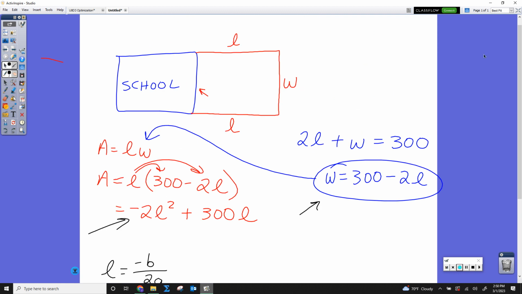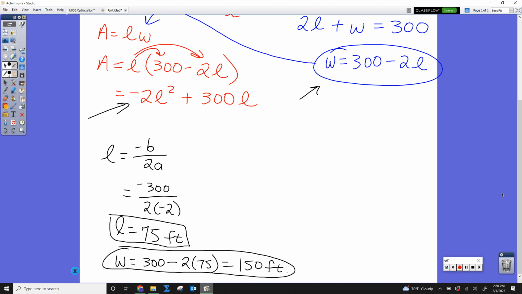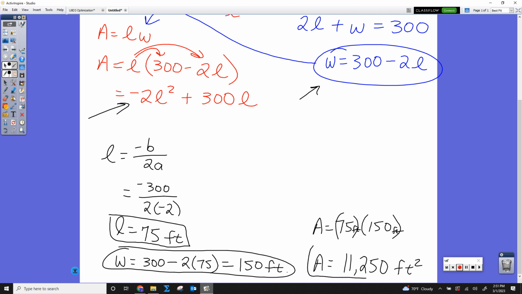So we could just say, what's length times width? All right, so our maximum area would be 75 times that 150. So 75 times 150 is 11,250. We were talking about feet right here, so it'd be feet squared. We'll put feet in there, you're more than welcome to. So there's our maximum area.